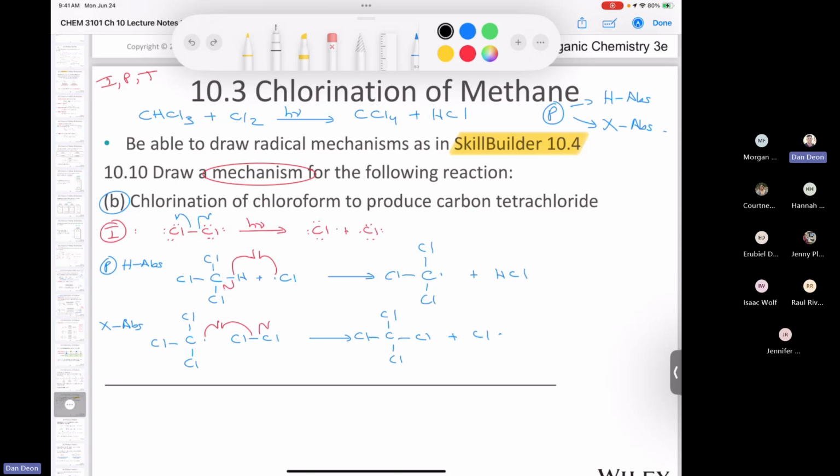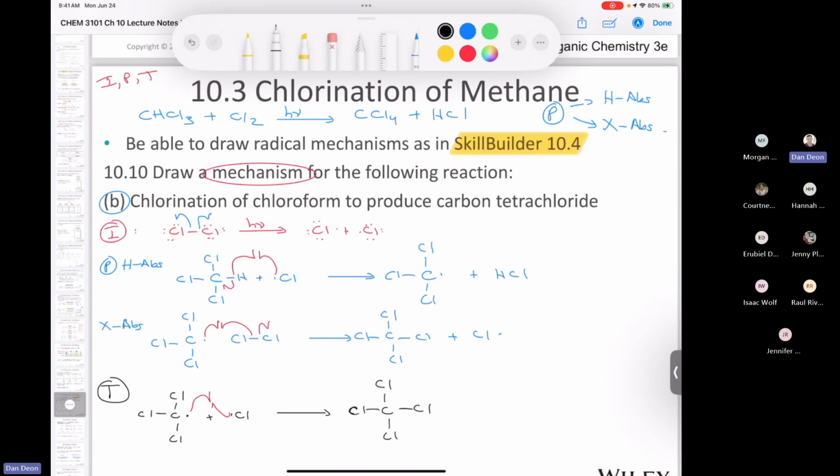But now we're going to do the termination step. And so termination, you can draw any 2 radicals on this page that you want coming together. So I'll just draw the CCl3 radical plus a chlorine radical like this. And then I'm going to say they're going to come together. This is what the Beatles were singing about in Abbey Road. Come together, your carbon radical and your chlorine radical. And we end up with carbon tetrachloride like that. And there you go. So there's the mechanism of initiation, propagation, and termination for the chlorination of chloroform.